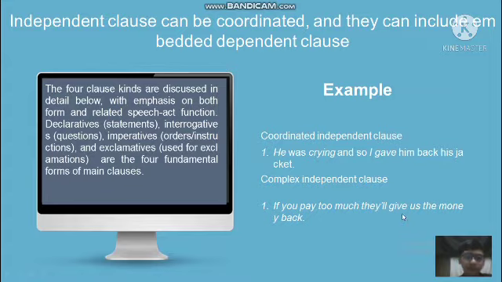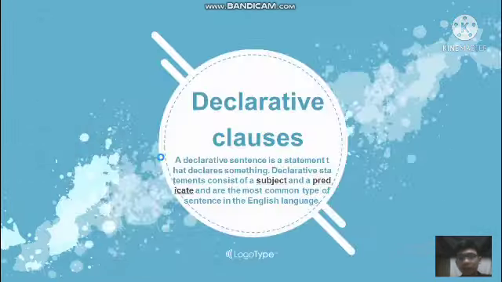Okay, so the four clause kinds are discussed in detail below, with emphasis on both form and related speech act function. Declaratives, to clarify, are statements. The four are statements, interrogatives, imperatives, and exclamatives. So these are the four fundamental forms of main clauses.